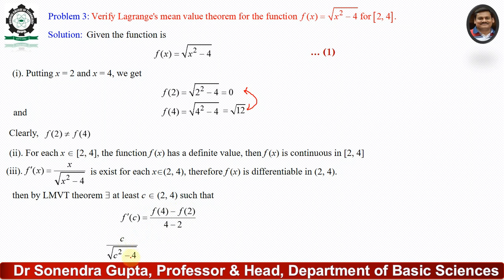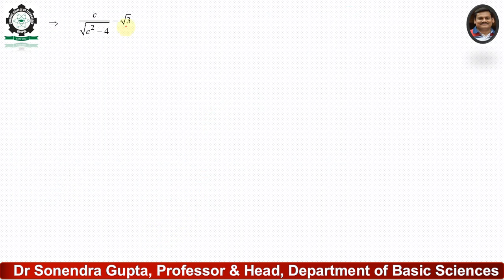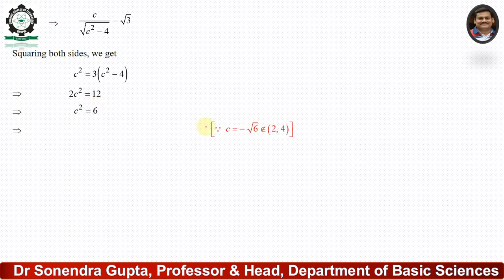It means that c upon under root c square minus 4 equals, f of 4 being under root 12, minus 0, divided by 4 minus 2, that means root 3. Squaring on both sides, c square equals 3 times c square minus 4, that means 2c square equals 12, that means c square equals 6, that means c equals plus minus root 6. Definitely minus root 6 does not belong to the open interval, therefore we take only the value c equal to root 6. Root 6 belongs to the open interval (2, 4). Now the Lagrange mean value theorem is verified for the function f of x in the closed interval [2, 4].